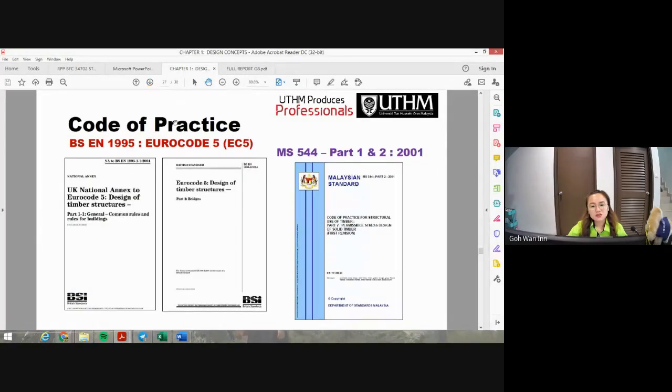Okay, so this is the code of practice for Eurocode 5 here. For this subject, we practice in Malaysia using MS 544, Part 1 and 2. Code of practice for structural use of timbers. Part 2 is permissible stress design of solid timber and so on. So this is the MS we are going to use.